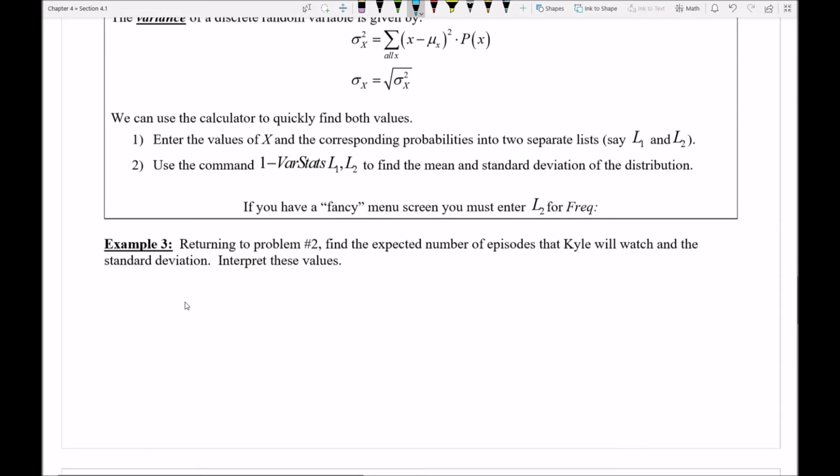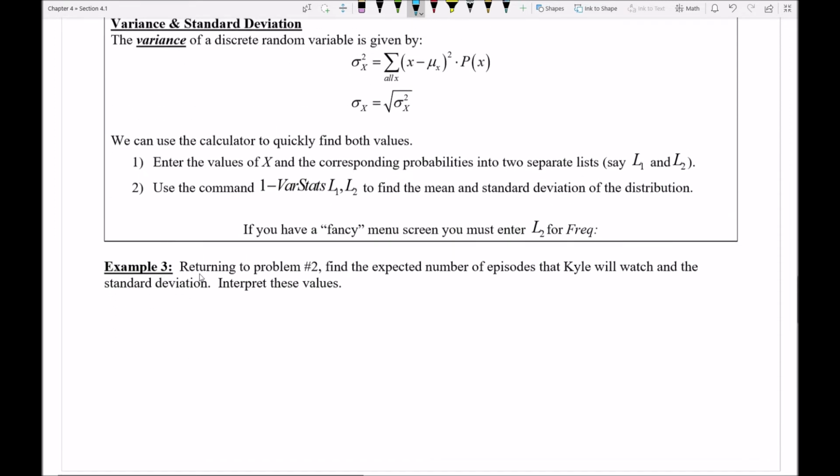So let's look ahead at example number 3 to see what our goal is here. I want to return to problem number 2 and find the expected number of episodes that Kyle will watch.